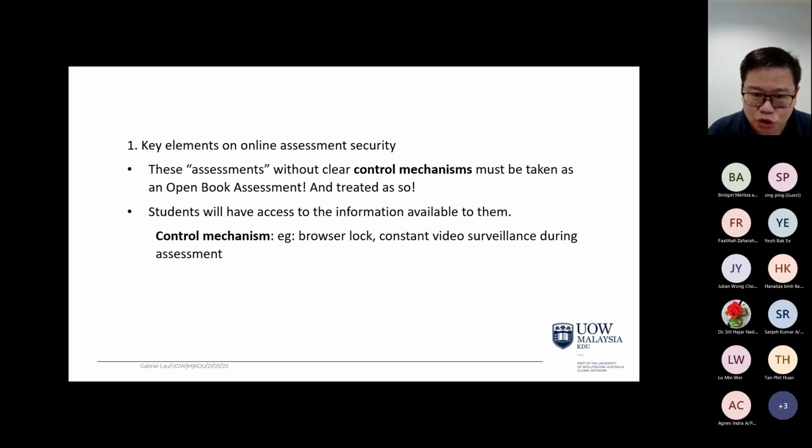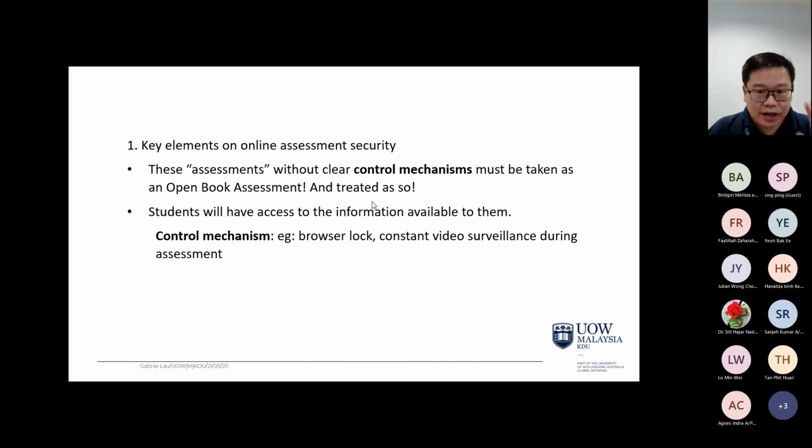Yes, the majority of the students will be honest, majority. However, there is still a small percentage that will always try to take the next step to ensure better grades for themselves. So students will have access to information available to them. So what are the control mechanisms? We have browser lock, video surveillance, and so on, which our exam software actually allows.